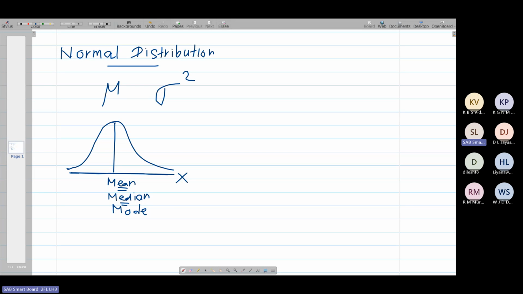Therefore, this line is the x-axis. This is the normal curve. This normal curve does not touch the x-axis.